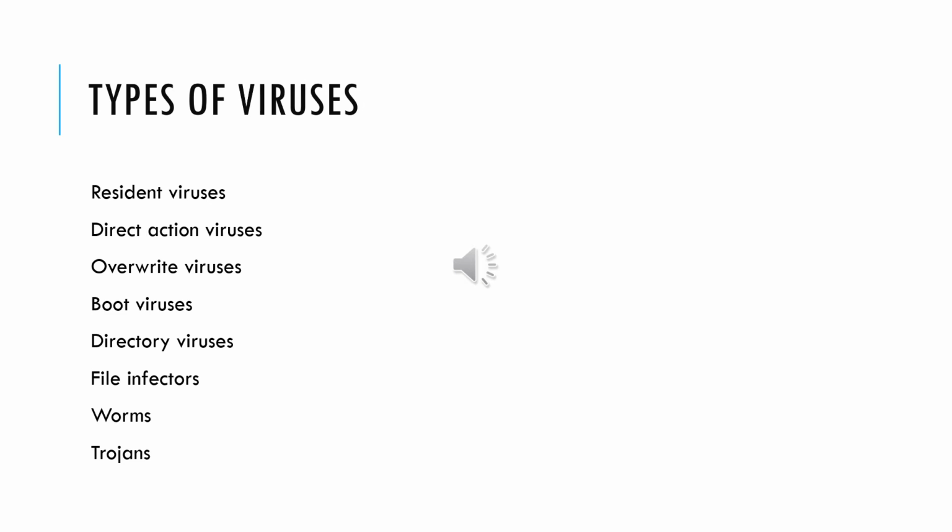So let us come to today's topic, that is types of viruses. Mainly, there are 8 types of viruses. They are named under. First one is resident virus, direct action virus, overwrite viruses, boot viruses, directory viruses, file infectors, worms, trojans.